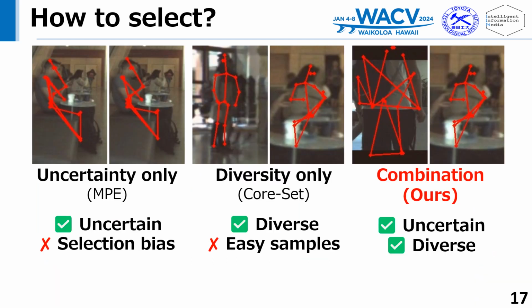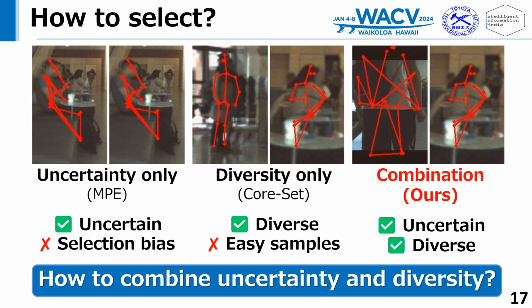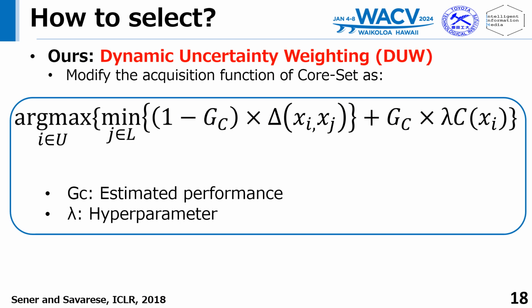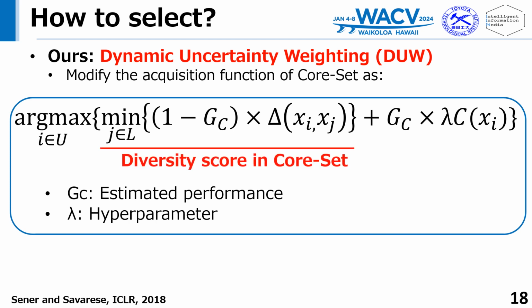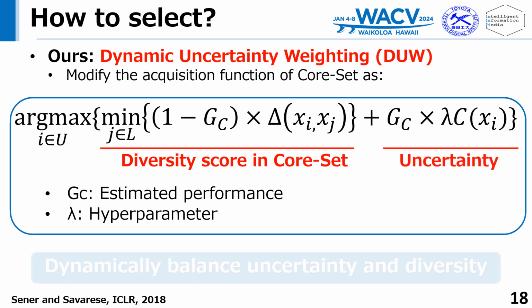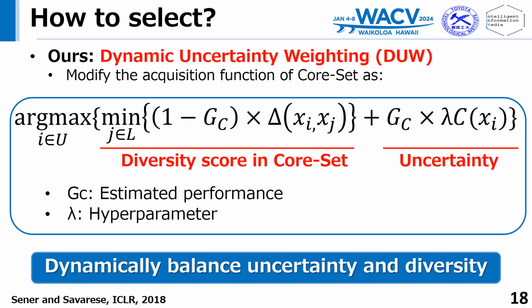Next, we propose a method to avoid selection bias and easy sample selection by a combination of uncertainty and diversity. So, how can we combine uncertainty and diversity for efficient learning? In our dynamic uncertainty weighting, we modify the acquisition function of coset as shown here. When selecting every new sample to annotate, we combine its diversity score in coset with uncertainty. Based on the estimated performance, we dynamically balance the weights between uncertainty and diversity.